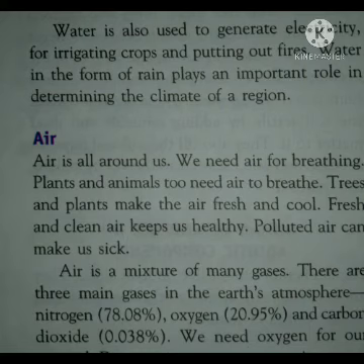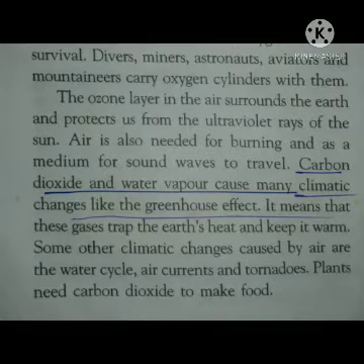Air is a mixture of many gases. There are three main gases in Earth's atmosphere: nitrogen, which is 78.08%, oxygen, which is 20.95%, and carbon dioxide, which is 0.038%, and it varies. We need oxygen for our survival. Divers, miners, astronauts, aviators, and mountaineers carry oxygen cylinders with them. The ozone layer in the atmosphere surrounds the earth and protects us from the ultraviolet rays of the sun.